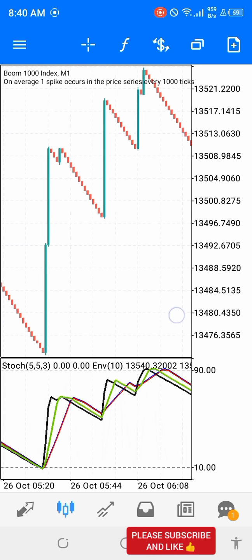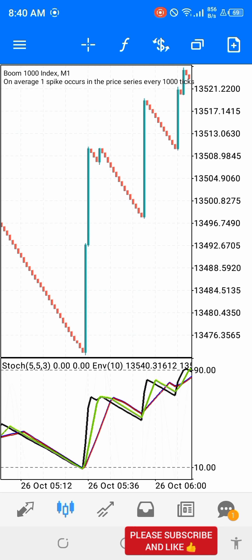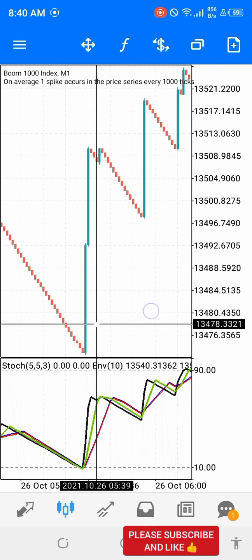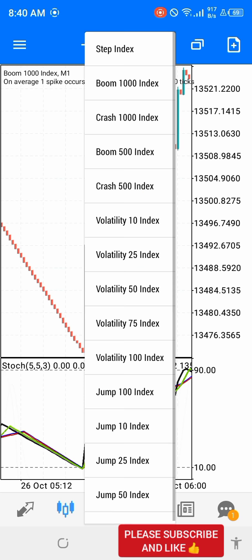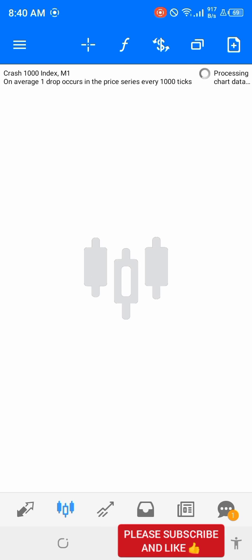Here's how the entry works, because most people will still say you didn't explain the entry. This is where the entry works when it touches the 10 level. Now for your crash, let's go back to the crash 1000.